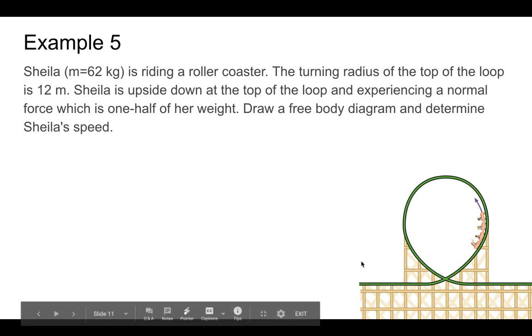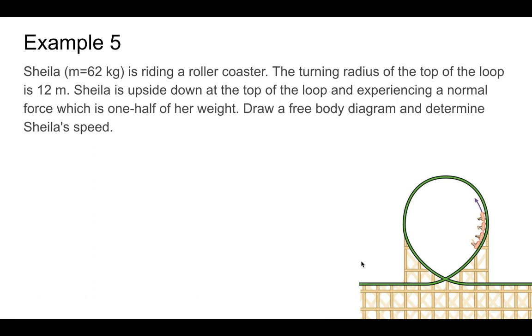All right, last example. We have Sheila, whose mass is 62 kilograms, riding a roller coaster. The turning radius of the top of the loop is 12 meters.